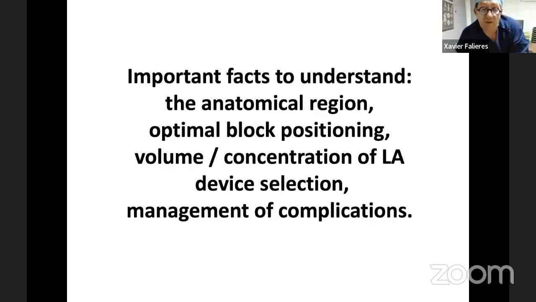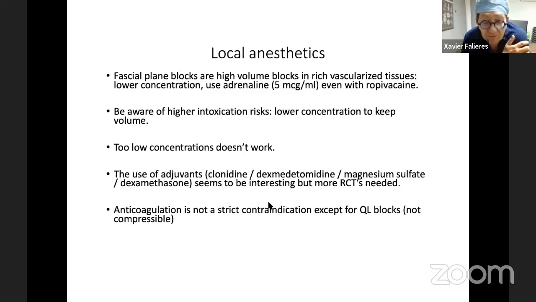So it's very important to understand the anatomical region, to know how it works, to know your anatomy, how to position your needle, what volume, what concentration, and management of eventual complications. We spoke about it last time. So it's very important to consider that the fascial plane blocks are high volume blocks.